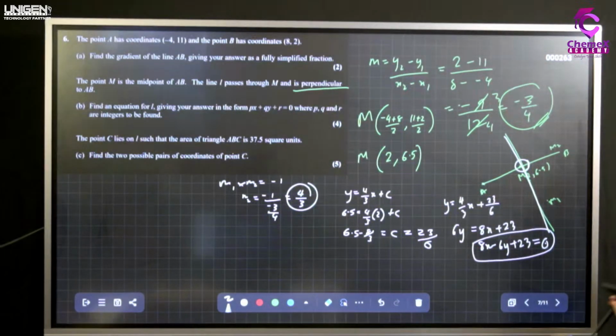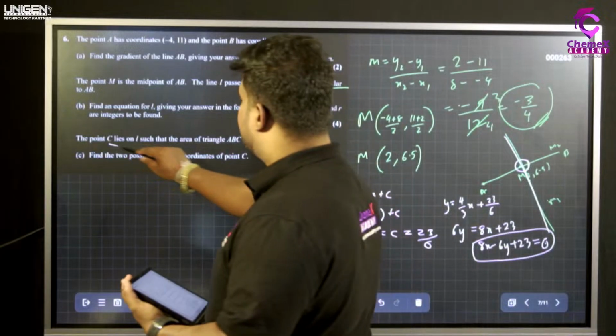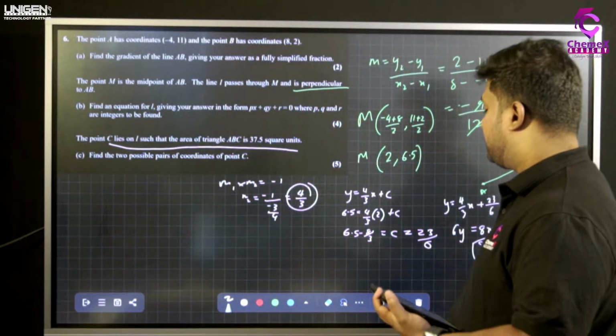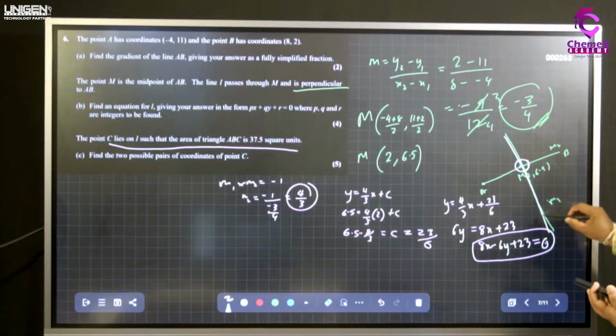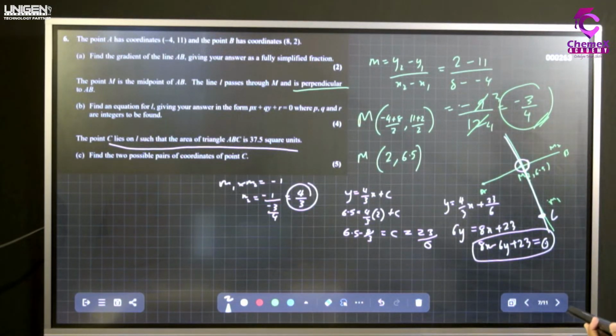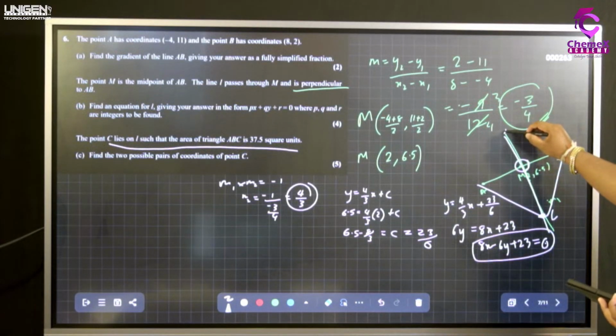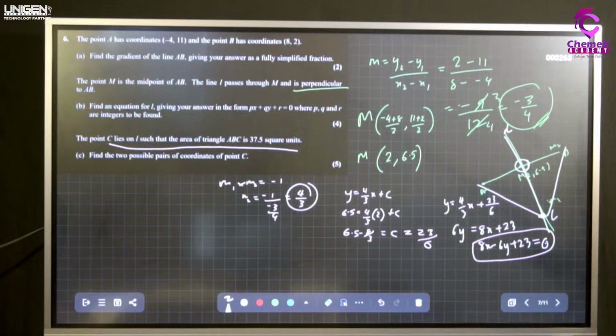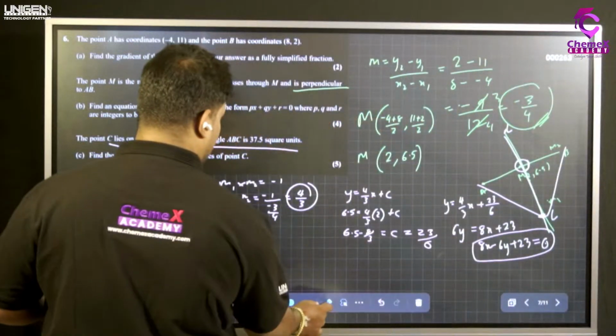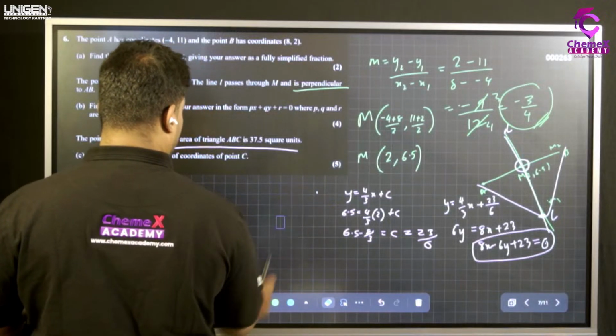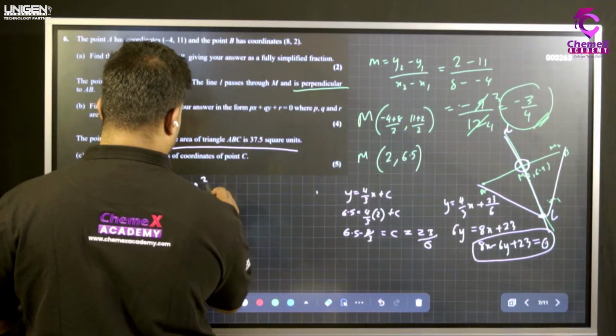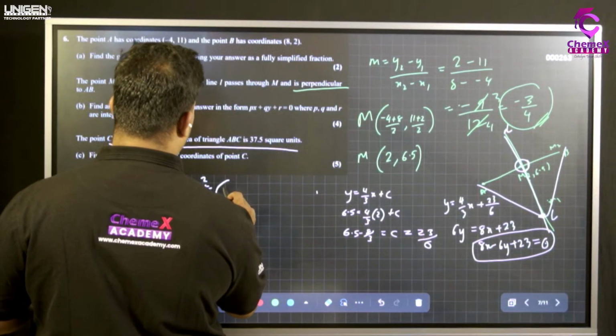No, sir. I understood. The point C lies on L such that the area of triangle ABC is 37.5. Two possible coordinates of C they are asking. If I draw something like this, C can be here or here, right? So how do you get the area? You can find AB's distance. AB squared is equal to (x2 minus x1) squared plus (y2 minus y1) squared.